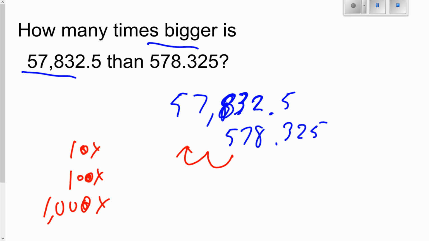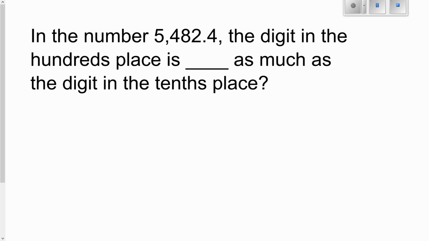Okay. The trick here, it's not really a trick, but the key is line up your numbers and then just count how many spaces it is over, and that'll tell you how many times bigger it is. Okay, let's look at another type of question. Here, instead of looking at the whole number, like we did in this, we want to look at particular digits.